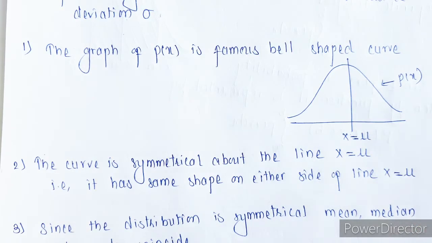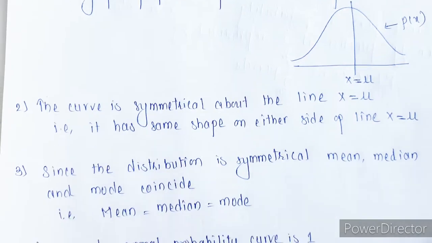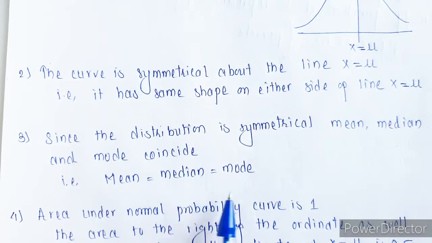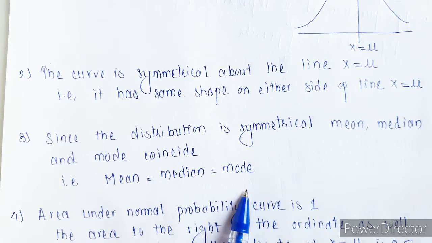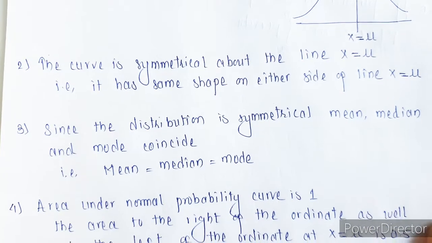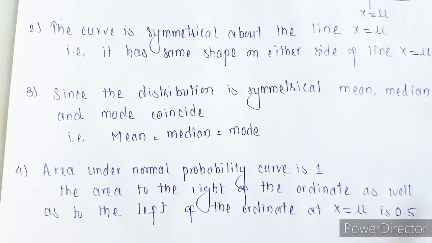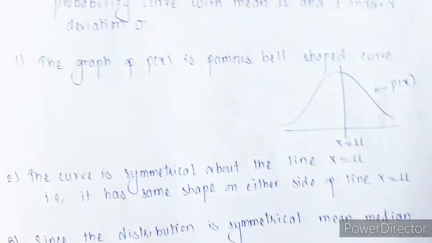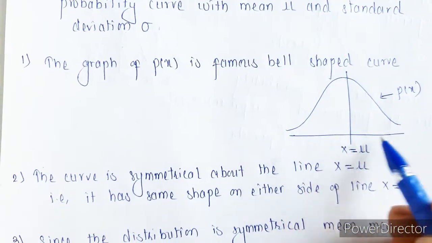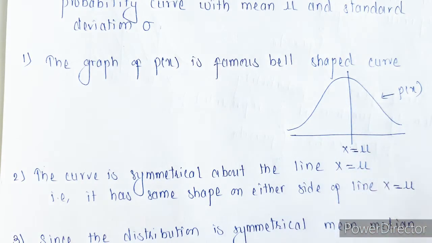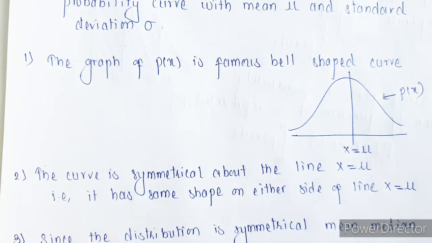Now since the distribution is symmetrical, the mean, median and mode will coincide. That is, the mean will be equal to the median and it will be equal to the mode. So basically the mean, median and mode will be nothing but mu. Now the area under this normal probability curve is 1. Since the area under this curve is 1 and it is symmetrical on both sides, this area is 0.5 and the remaining half area is 0.5.